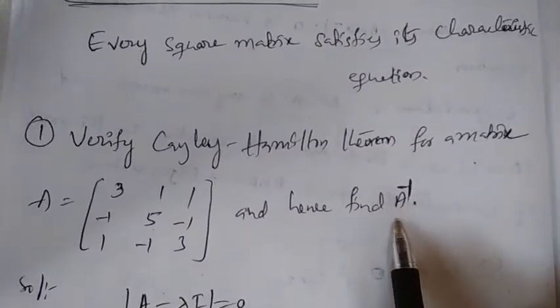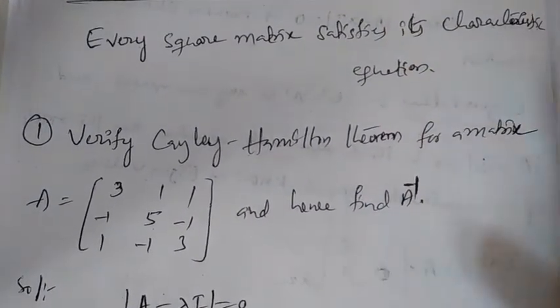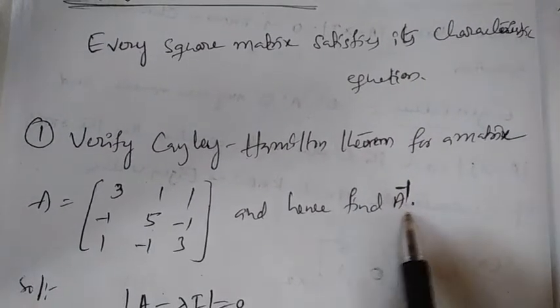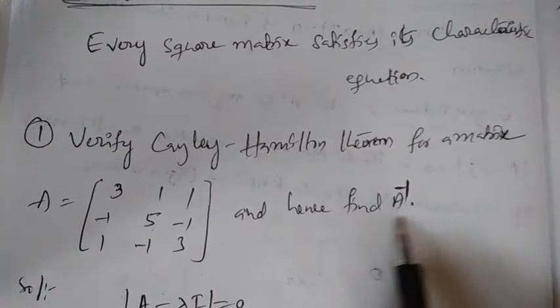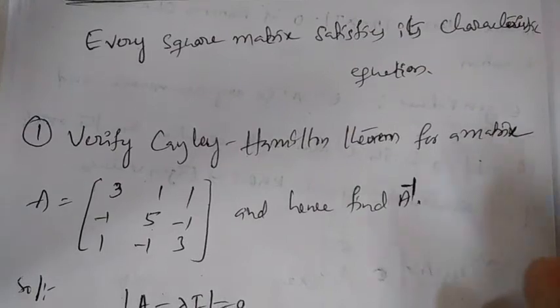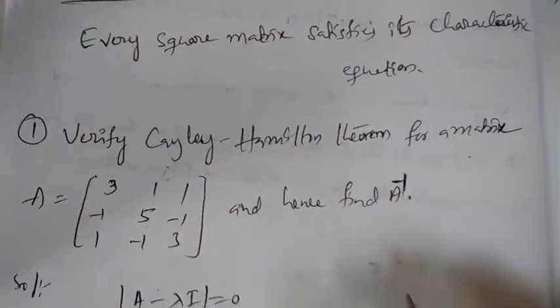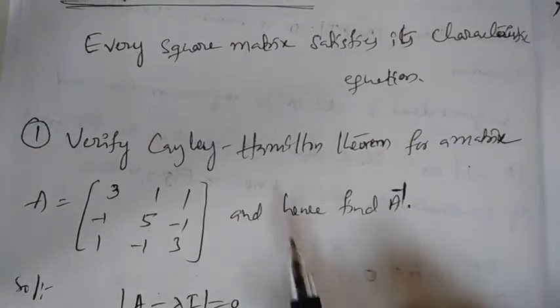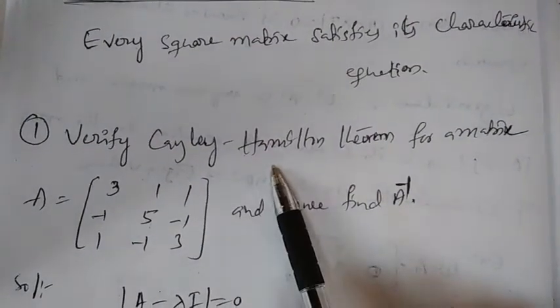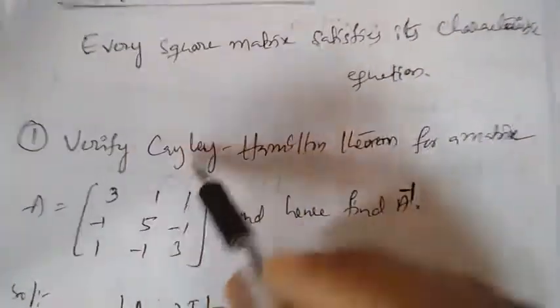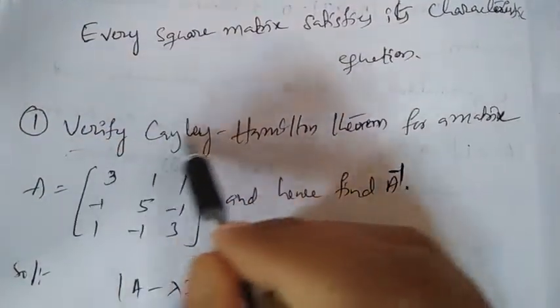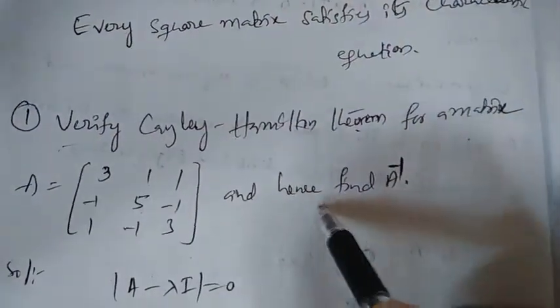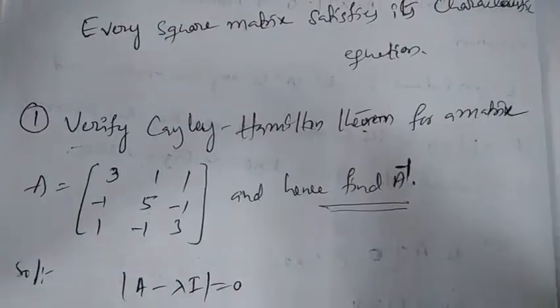Using the Cayley-Hamilton theorem, without finding the determinant, you can simply find the A inverse, or powers of A like A power 4, A power 5, A power 8. In this problem we have two steps. First we need to verify the Cayley-Hamilton theorem. Next we need to find the inverse of the matrix.